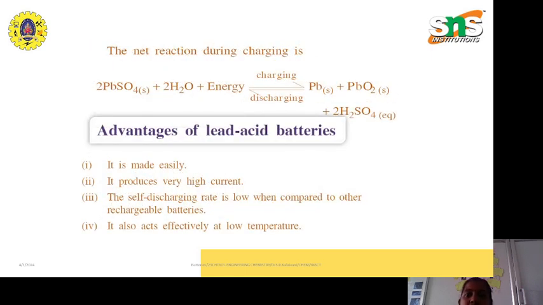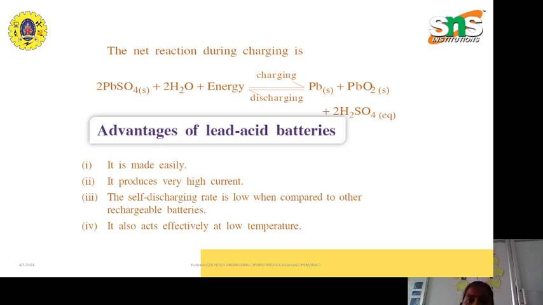So the net reaction during charging is 2 molecules of lead sulfate combined with water plus energy, the charging process. So again lead is deposited on the anodic part, and lead oxide is deposited on the cathodic part. So the sulfuric acid regains its density of 1.30.